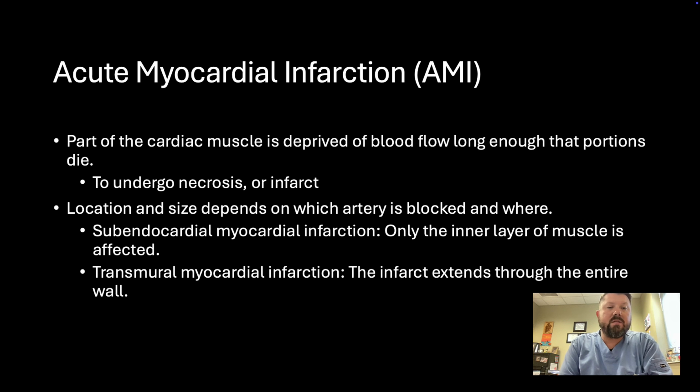Part of the cardiac muscle is deprived of blood flow long enough to become infarcted and to undergo necrosis. Now, you've got a couple of different types that you may have, and the location and the size of the MI depends on which artery is blocked and where. You've got a subendocardial myocardial infarction where only the inner layer of the muscle is affected. And then you've got a transmural myocardial infarction, and in this case, the infarct extends to the entire wall.